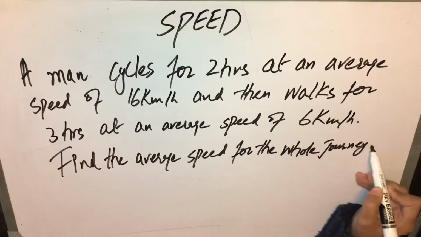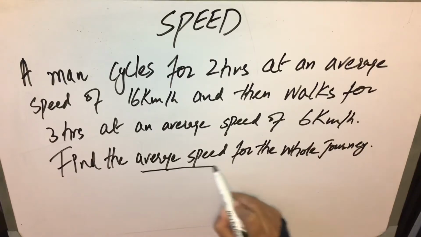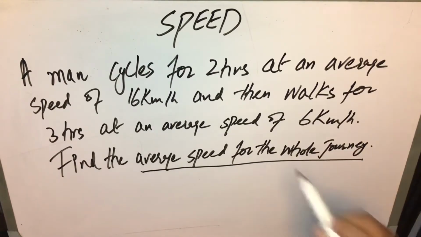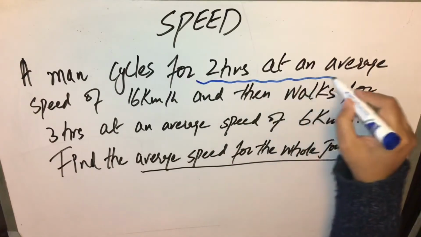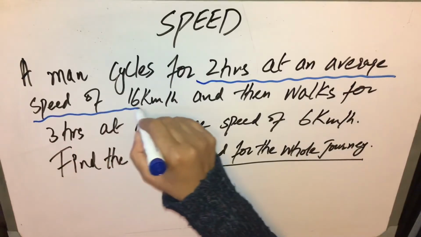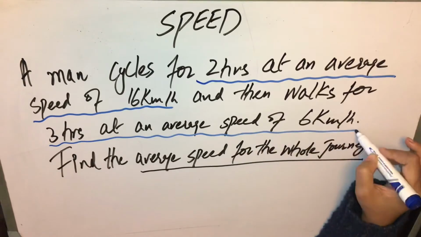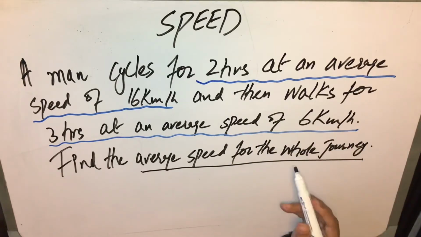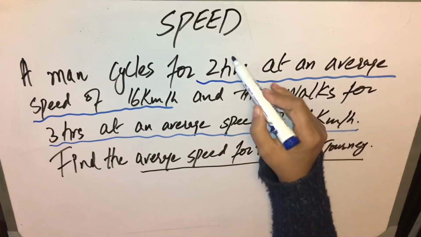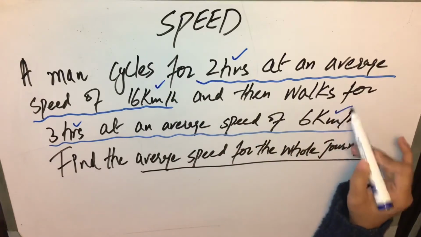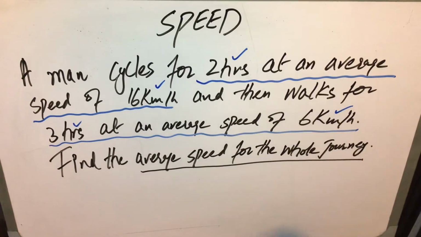There is another question in which we have to find the average speed for the whole journey. So here a man cycles first for 2 hours at an average speed of 16 km per hour, and then he walks for 3 hours at an average speed of 6 km per hour, and we have to find the average speed for the whole journey. Here we will use this method when we have more than one time and more than one speed. Here we will find the total distance and total time.